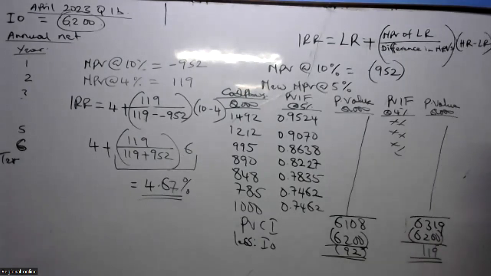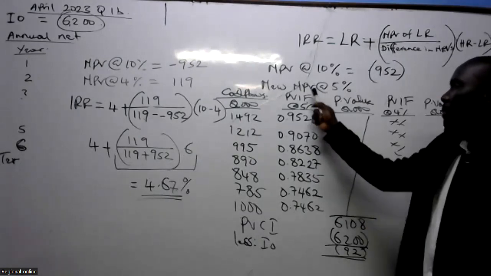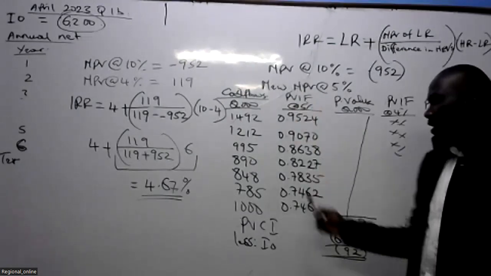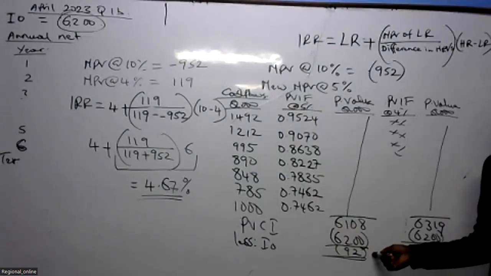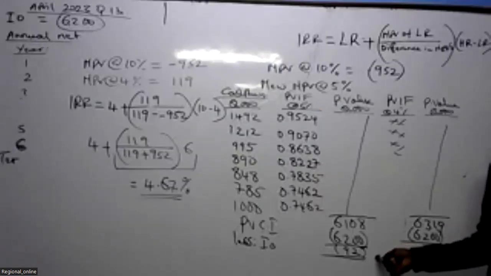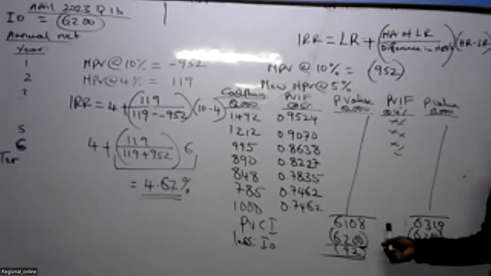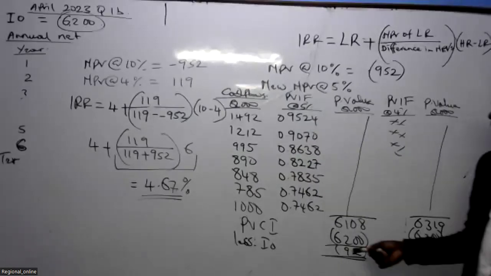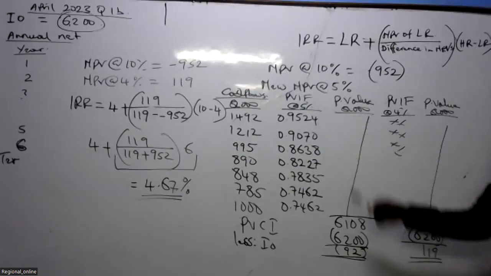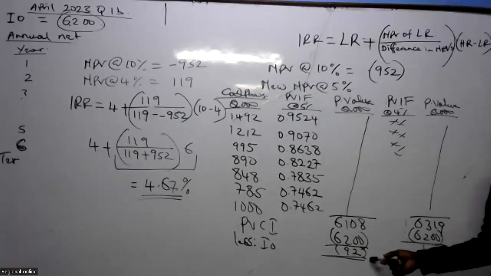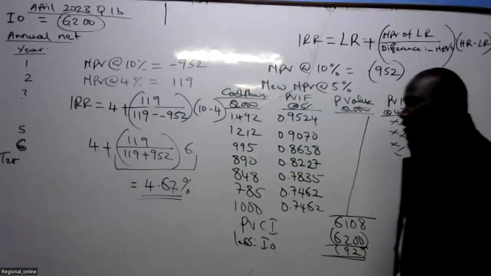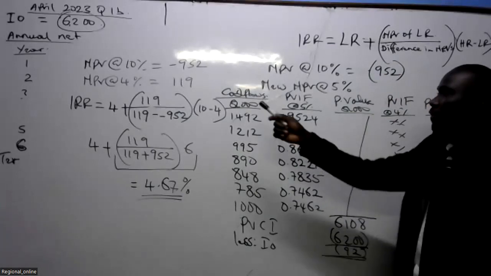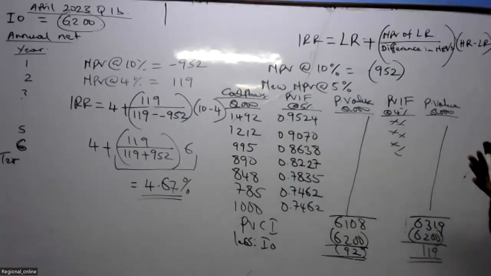So inamaanisha kuwa kama nitatumia hapa 4.67 NPV yangu itakuwa zero. Tumesema at NPV is 0. So if I discount using 4.67, I expect my NPV to be 0. That's why 5 ilikuwa karibu na 0. Here is only 92. That's why 5 ilikuwa negative na 4 ilikuwa positive. So rate iko between 5 and 4.